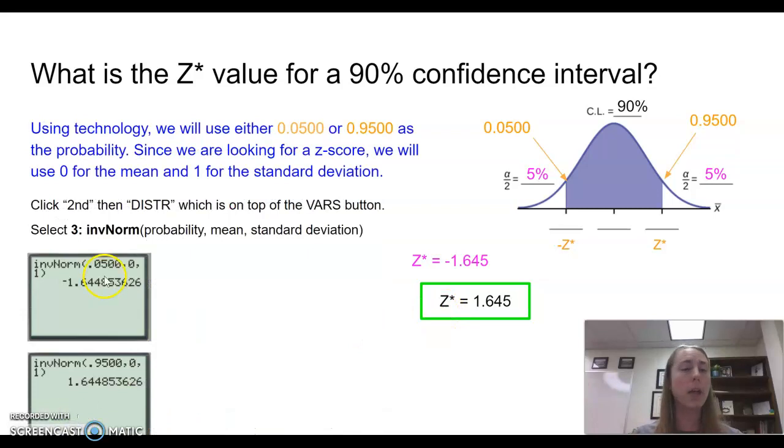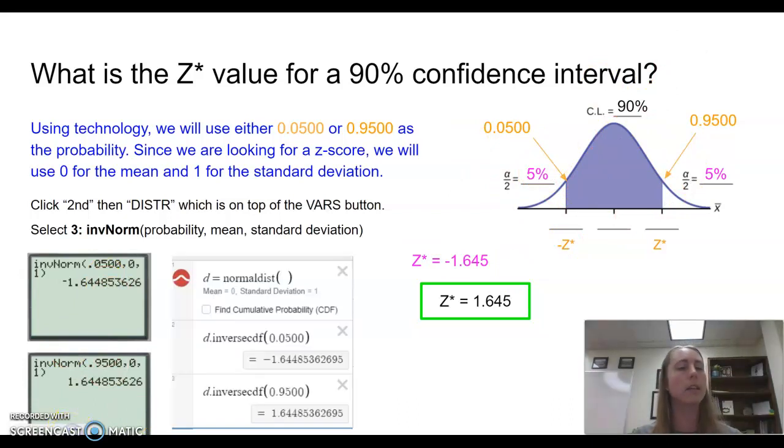Again, with technology, it'll work the same way. So you can do the inverse norm function and type in 0.05. You don't need the extra zeros. I just write them because that's how it's written in the table, but you don't need them in the calculator. And then 0 is the mean, 1 is the standard deviation. That's always true when we're doing z-star or anything z-score related. You can see here that the exact answer is negative 1.64485. So our 1.645 was a pretty good estimate, was rounded appropriately. And the calculator does give you a much more exact value for that. You can see here that 0.95, that 95% gives you the same value, just the positive version. So you can do either one. You don't have to do both, but doing both is kind of nice. It verifies that you've set up your normal curve correctly.